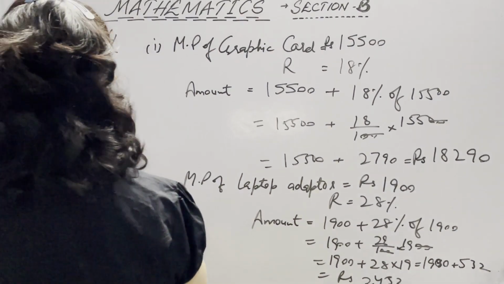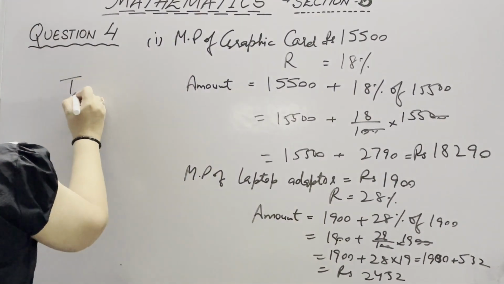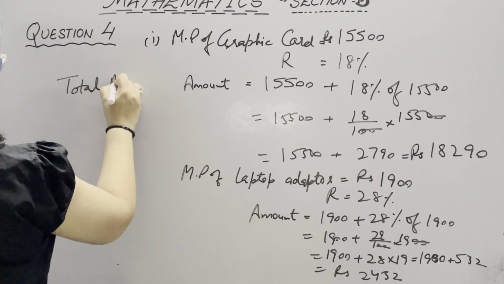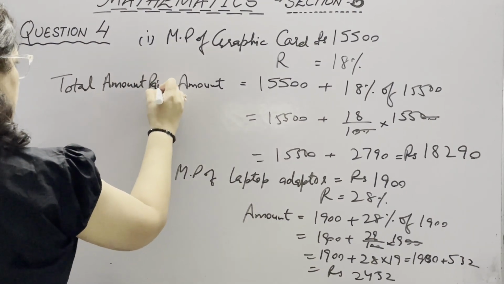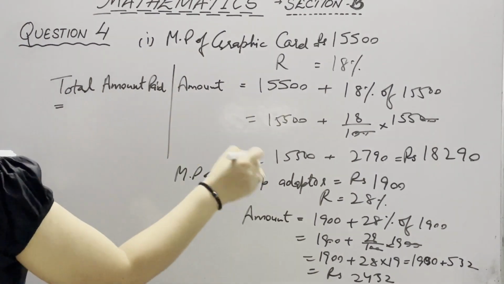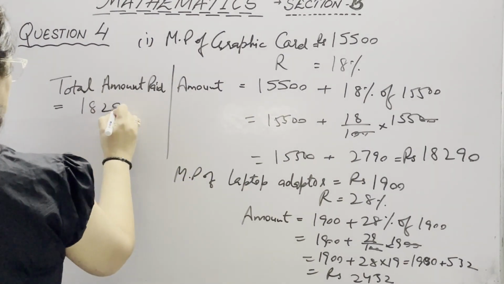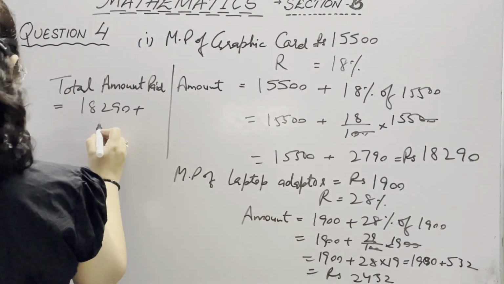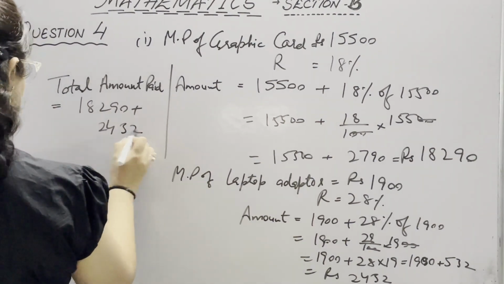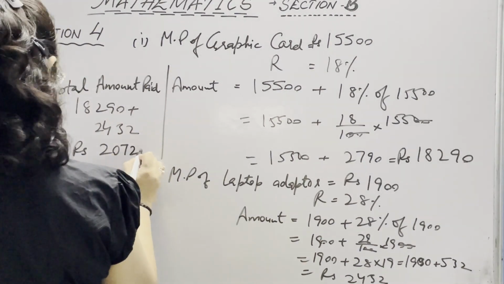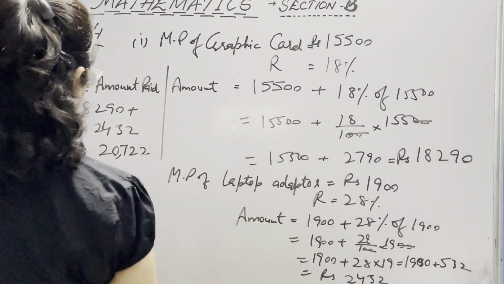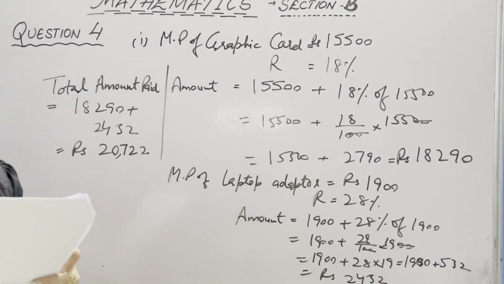These are the 2 articles given by them. So total amount paid is equal to the sum of these two, 18,290 plus 2432. It is rupees 20,722. 20,722 rupees is the total amount paid.